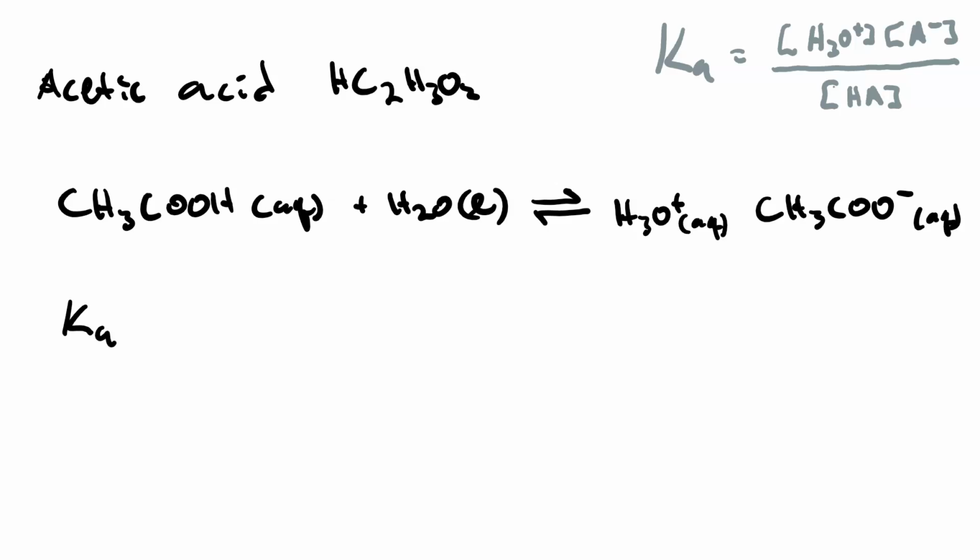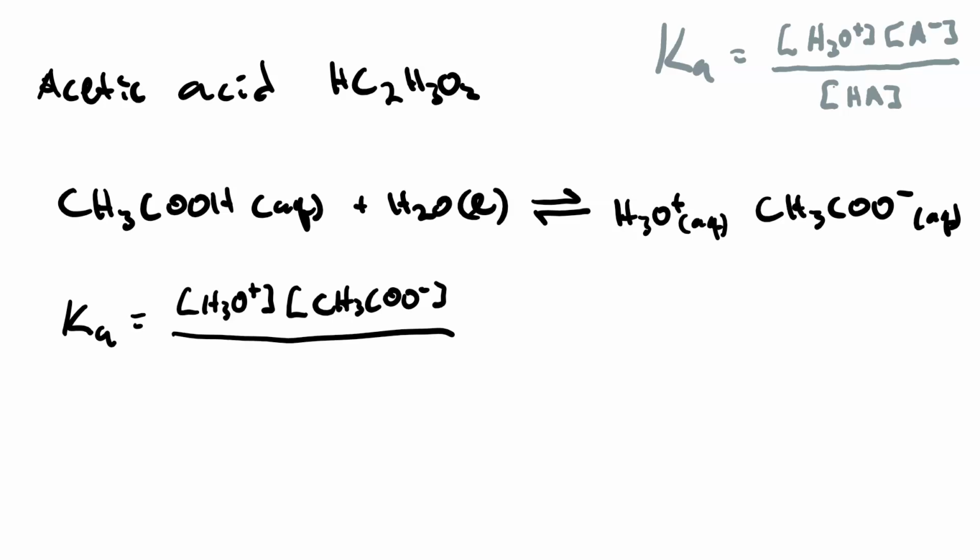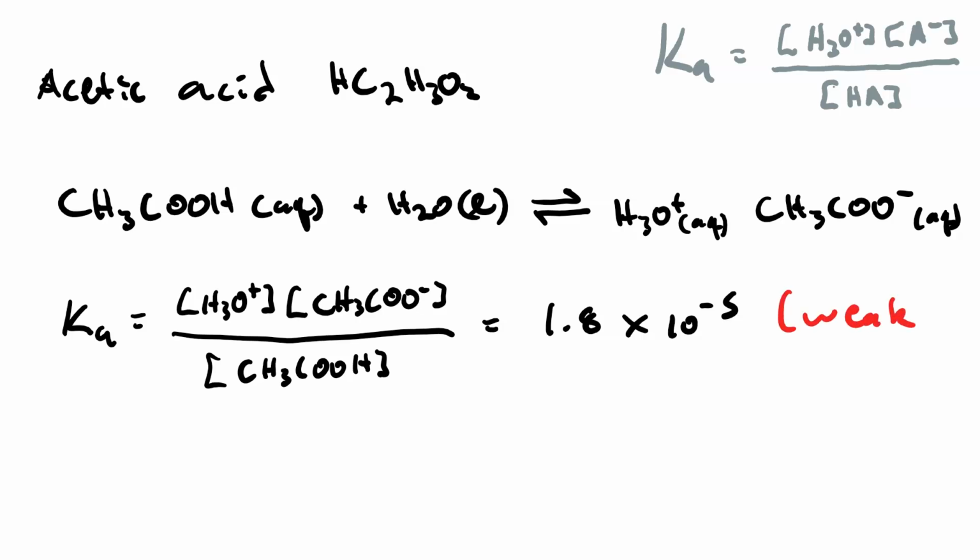So, Ka for acetic acid is equal to the concentration of hydronium times the concentration of acetate over the concentration of unionized acetic acid, CH3COOH. And the value for that is 1.8 times 10 to the negative fifth. In other words, acetic acid is a weak acid.